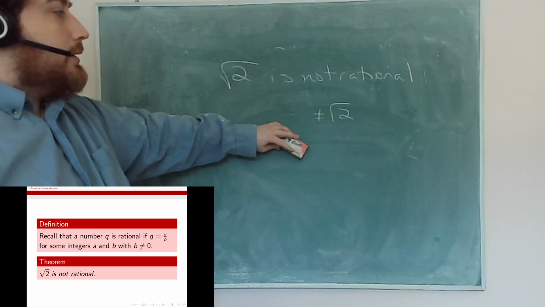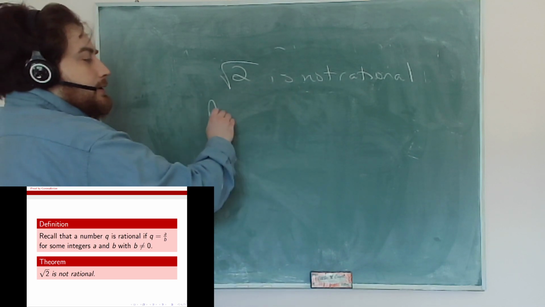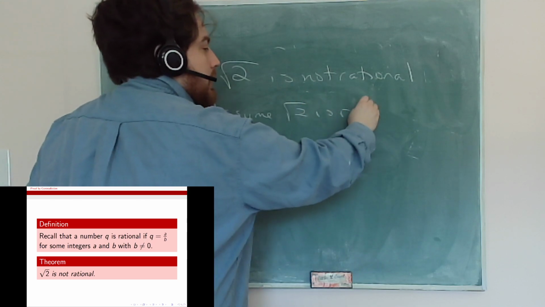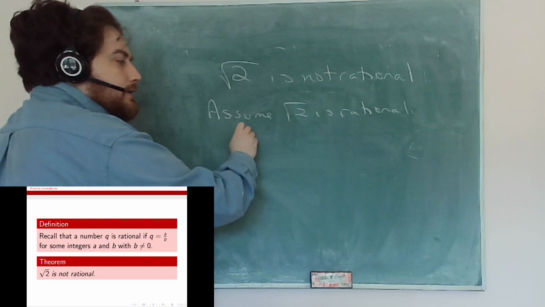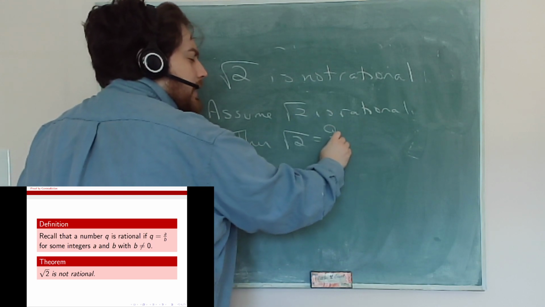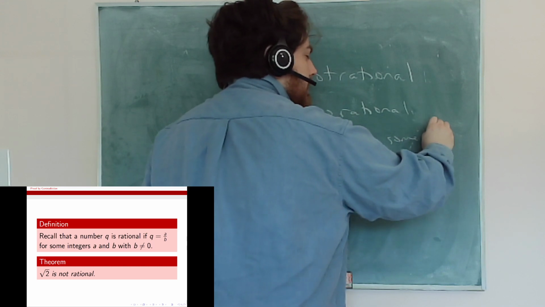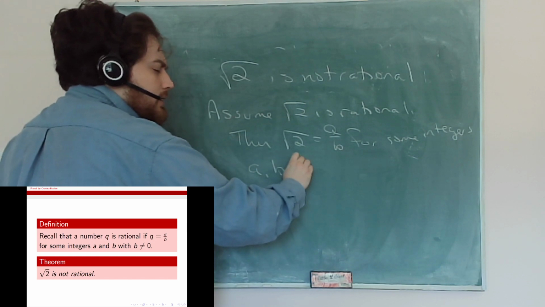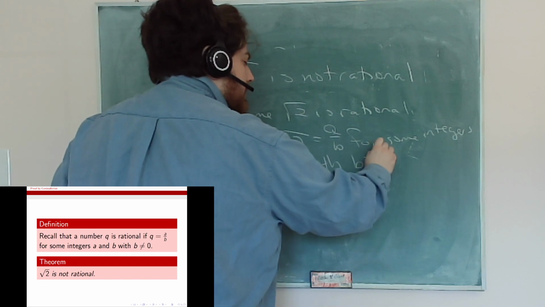This is really the power here in the proof by contradiction. Instead of assuming that this is not rational, what I can assume is the square root of 2 is rational. Then I don't have to work with all integers. I just have to say then the square root of 2 is equal to a divided by b for some integers a and b with b not equal to 0.